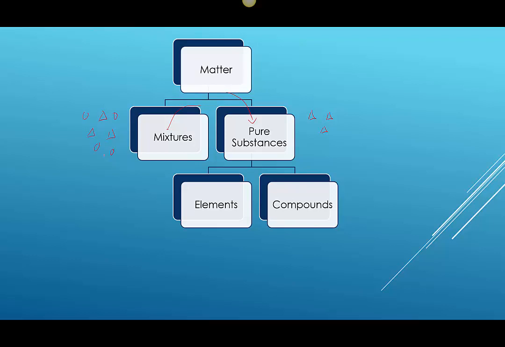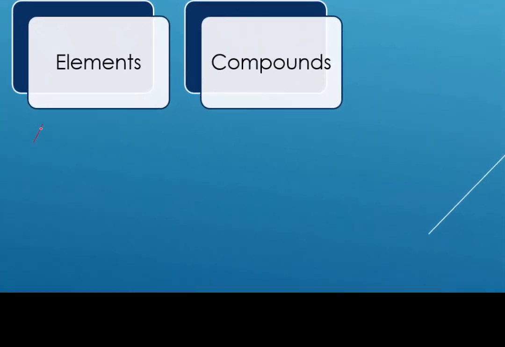and then our elements are one type of pure substance, and our compounds are a combination or a blending of two of those elements. And we'll be talking more about this in a minute.